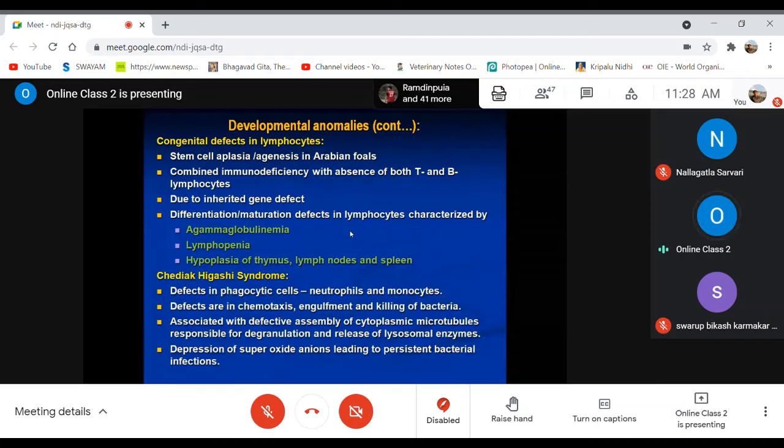Then next is anomaly, congenital defects in the case of lymphocytes.